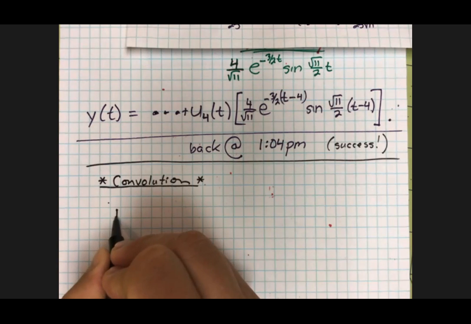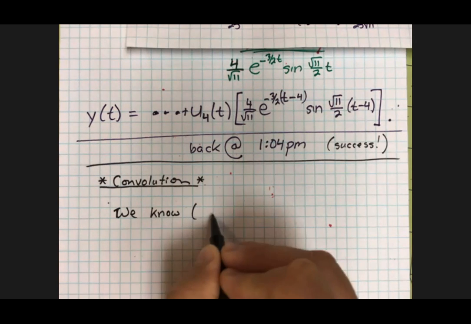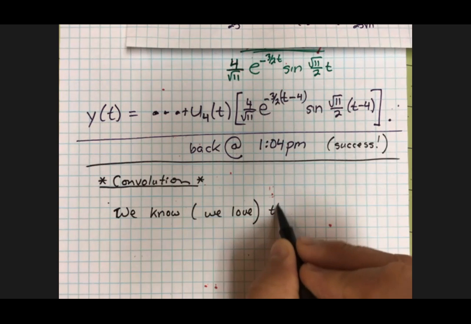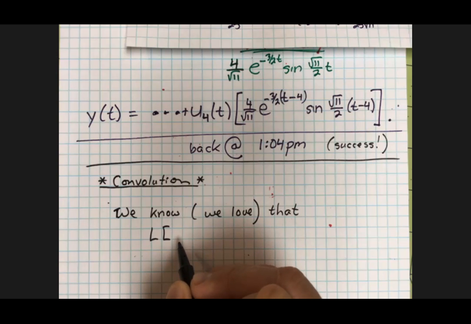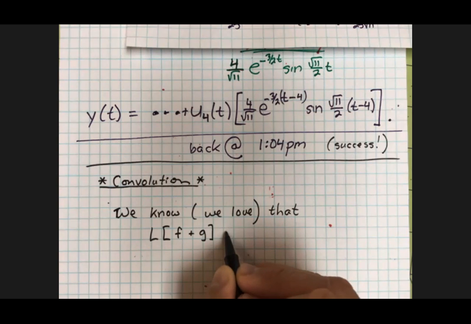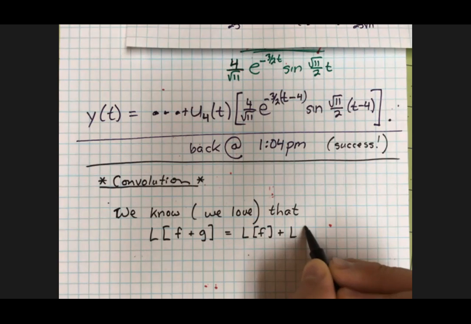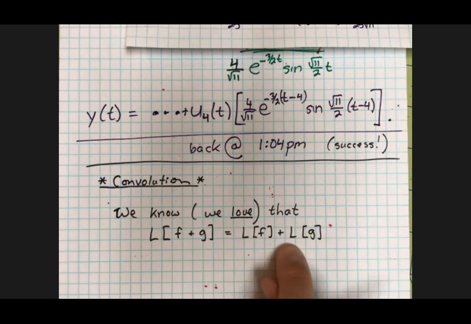So what's the purpose here? We know, we love the Laplace transform, and let me speak very, very generally here. I'm speaking in a qualitative fashion. I'm not going to put every variable down here. If I have two functions, f and g, we know that the Laplace transform of f plus g is the Laplace transform of f plus the Laplace transform of g. We depend on this. We really, really like this property called linearity.